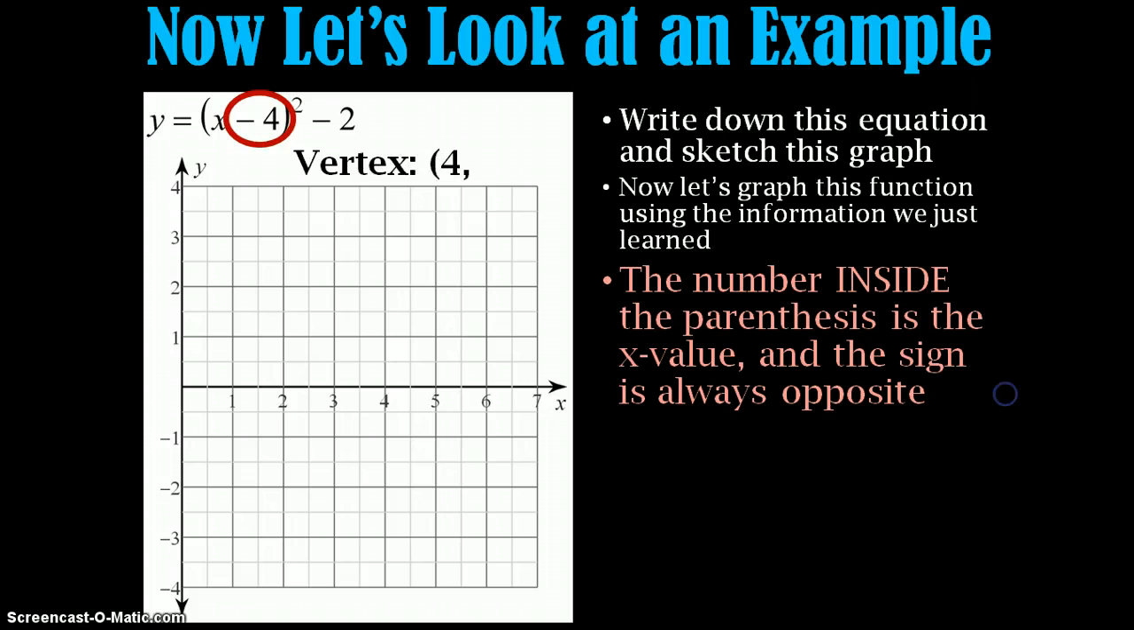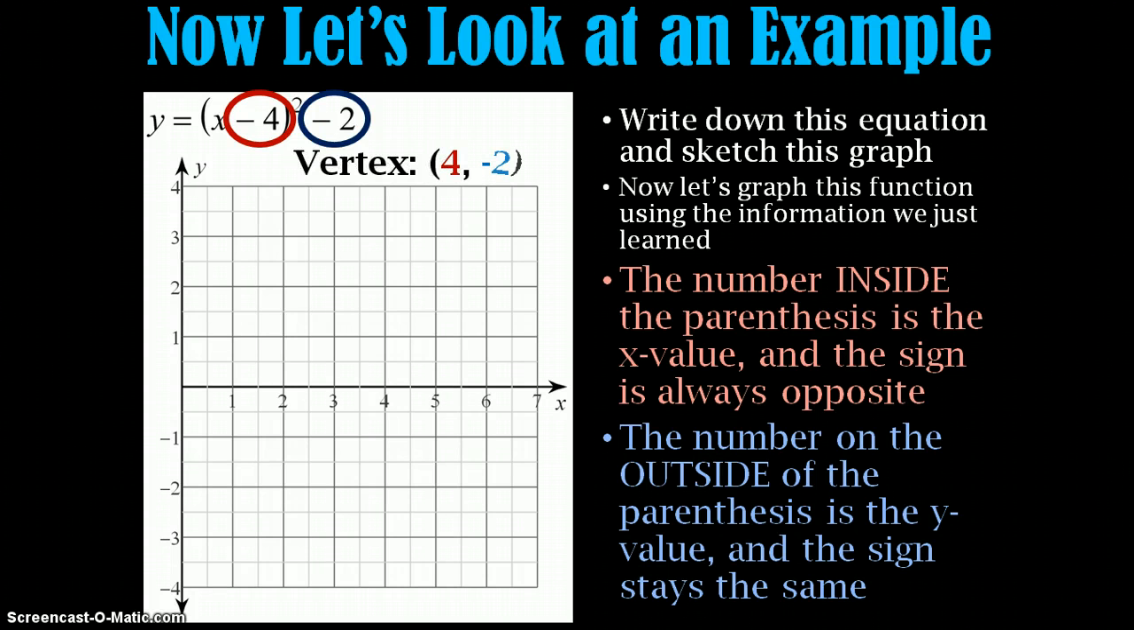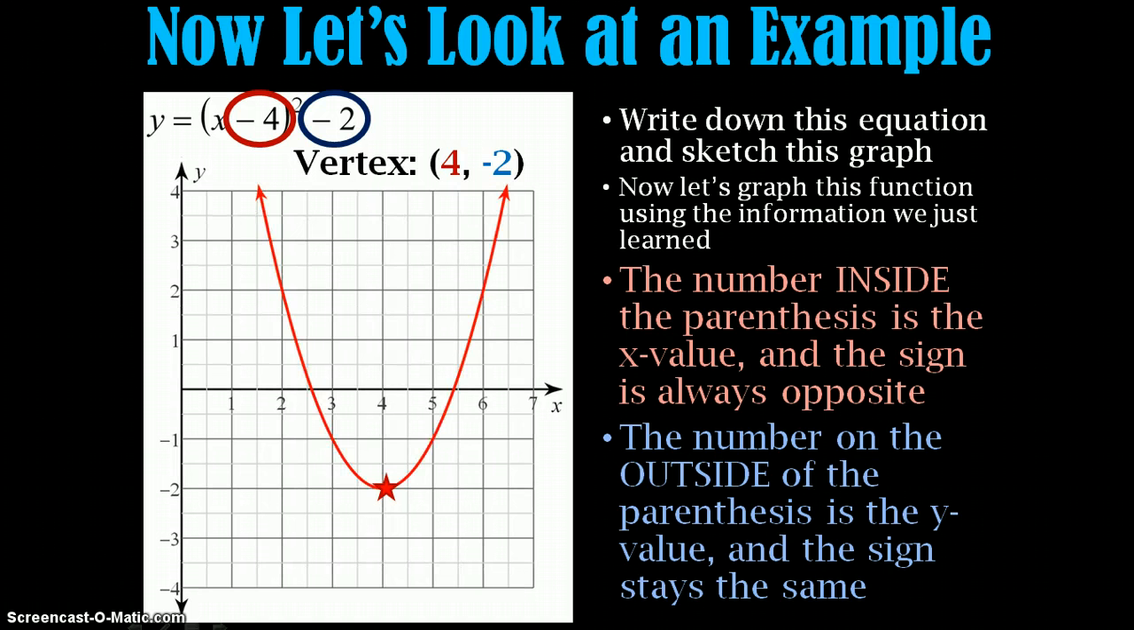Now the number on the outside of the variable, or the equation, was our y value, and that was the same sign. So since it's a negative 2 on here, then our y value is going to be a negative 2. Alright, so if we graph this, we're going to start at 0, 0, and we go to the right 4, because it's a positive 4, and down 2, because it's a negative 2. And then we just draw the U shape, the parabola.